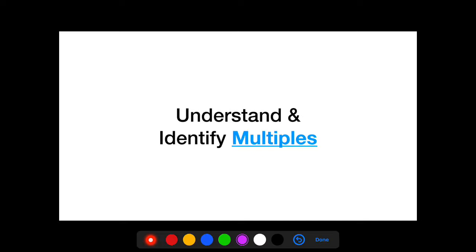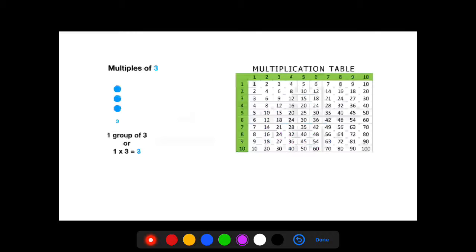So we are here today to understand and identify multiples. So that's your target, is to understand what multiples are and be able to find multiples, identify multiples. So multiples, it looks like the word multiply. And if you keep that in mind, multiples are pretty easy to find. So think multiply when you think multiples.